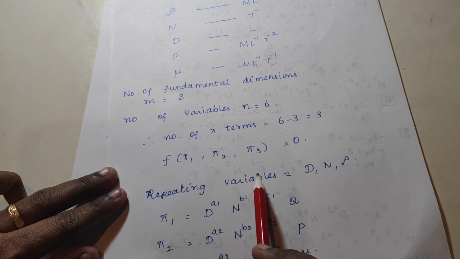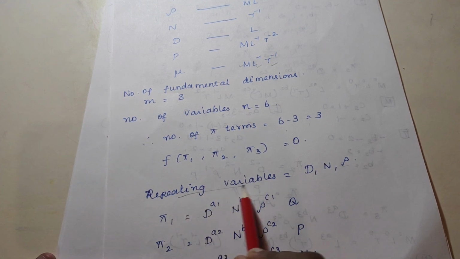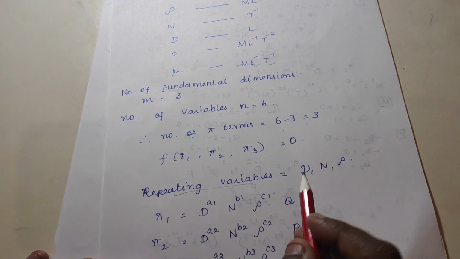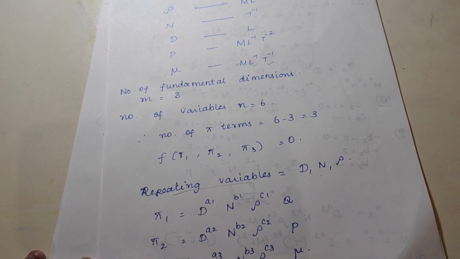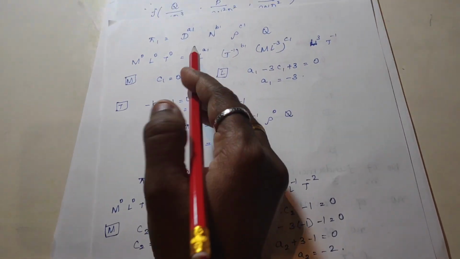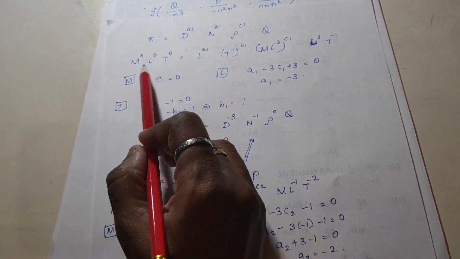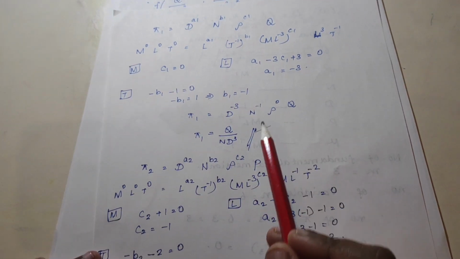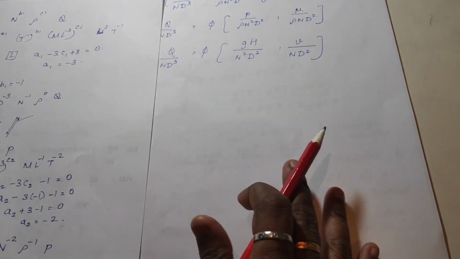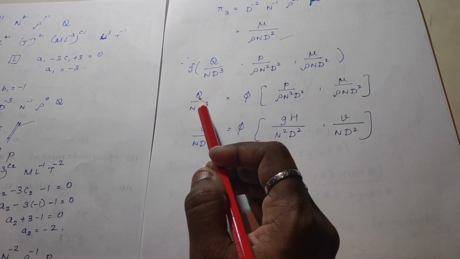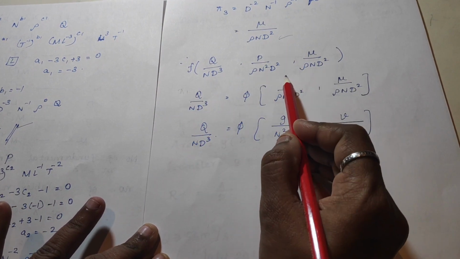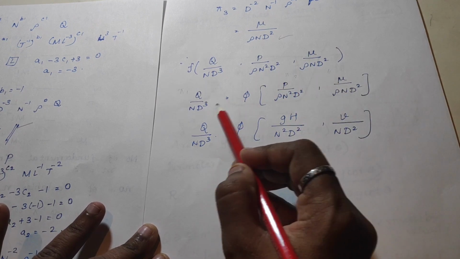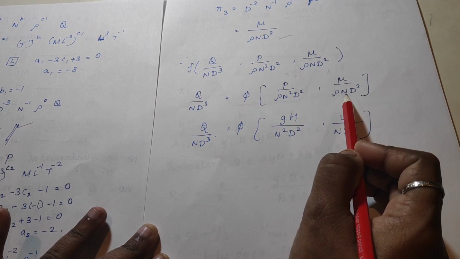So the next step is you have to select the repeating variables: geometric property, fluid property, flow property. Write down the pi 1 value, pi 2 value, pi 3 value. After that, as usual, you have to equate it. If you are equating it, you will get the pi 1 value, pi 2 value and pi 3 value. So finally, this pi 1 you have to represent in terms of pi 2 and pi 3. So pi 1 is equal to some function of pi 2 and pi 3.